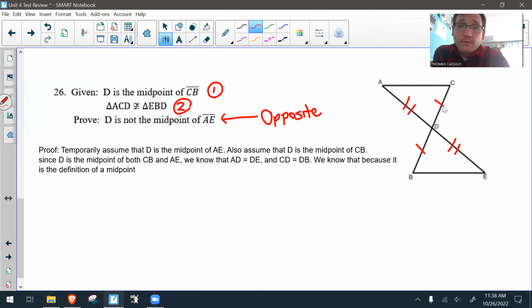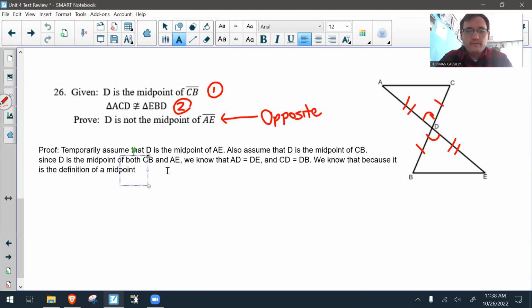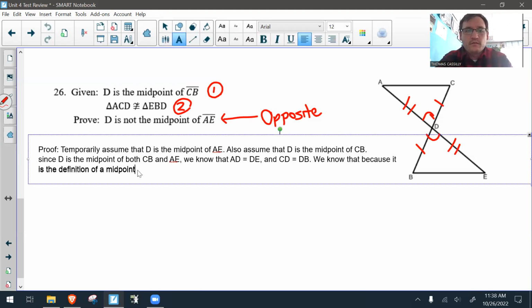Now the next thing we can mention are these vertical angles. We know that those have to be congruent. So let's go ahead and mention that. Notice that you say notice or observe, or we have vertical angles. You can even just say angle ADC must be equal to angle EDB because they are vertical angles.